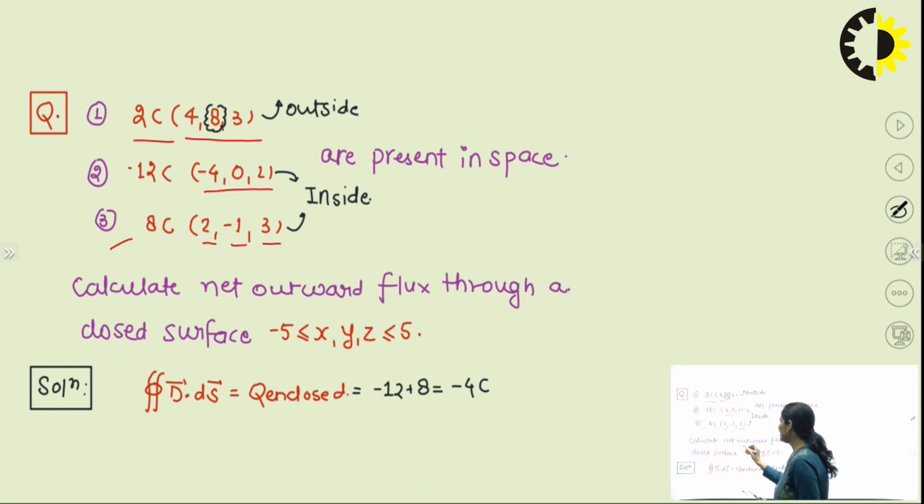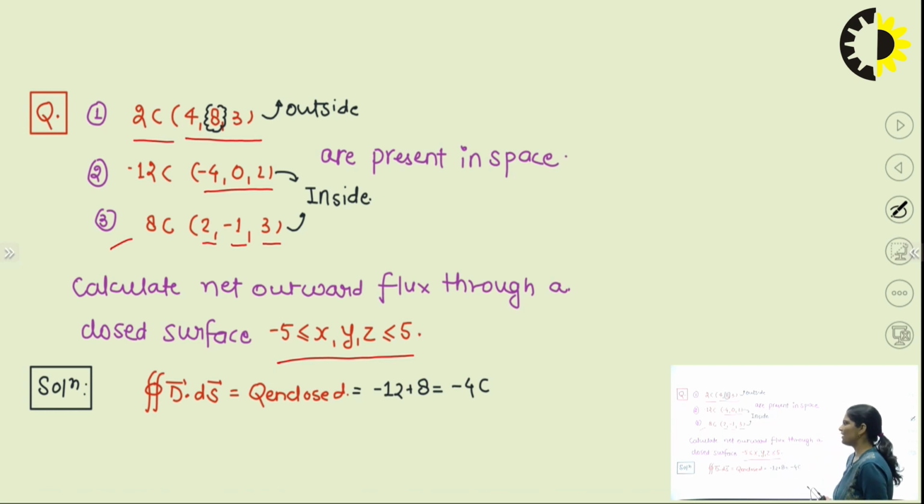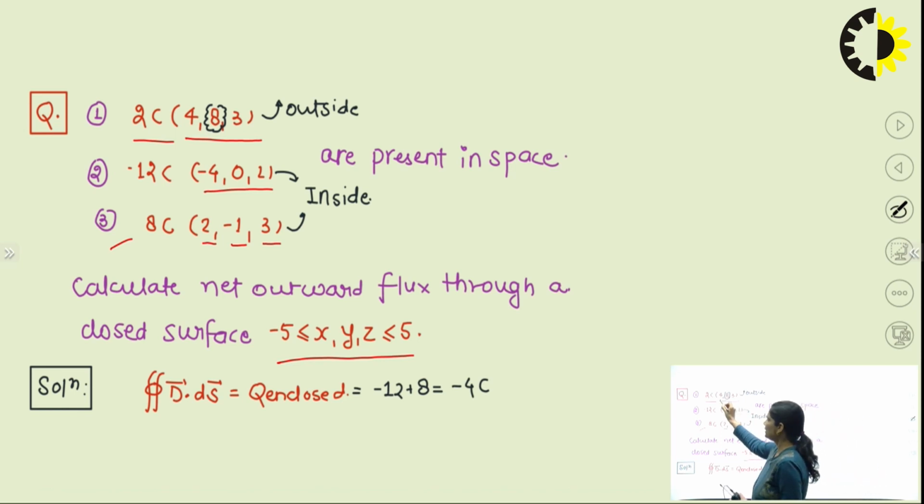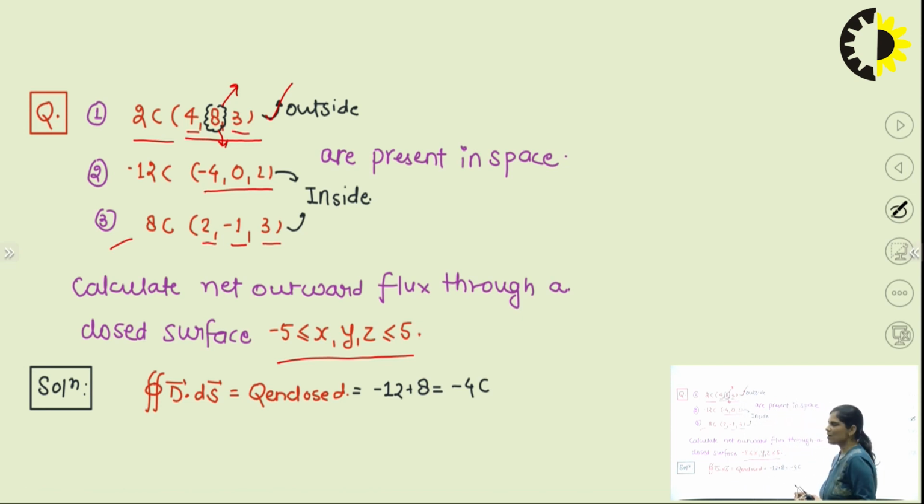So calculate the net outward flux through a closed surface where x, y, z range from minus 5 to 5. Now you have to check whether these charges are inside or outside the volume or surface. How can you check? You can check that x, y, z range from minus 5 to 5. So this is the value of x. So x equal to 4 comes in the category of minus 5 to 5. Yes. Now for y, 8 does not lie between minus 5 and 5. It means it is outside the surface. Z you can check, but by using y equal to 8 you can check that this is outside the surface.